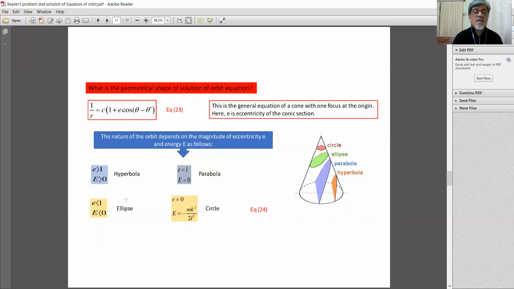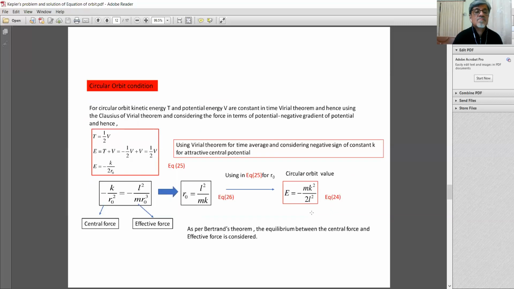So from the single equation, by taking different cross sections, we can obtain different shapes of orbit. In the diagram, the nature of the cone is given and cross sections are taken in different directions. They give different types of orbits under different conditions. Now let us come to the next slide.